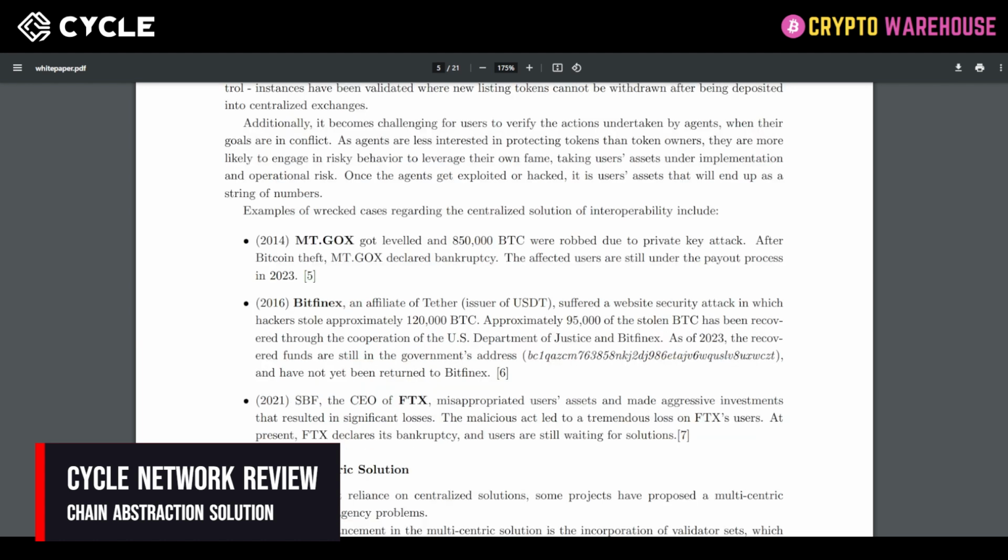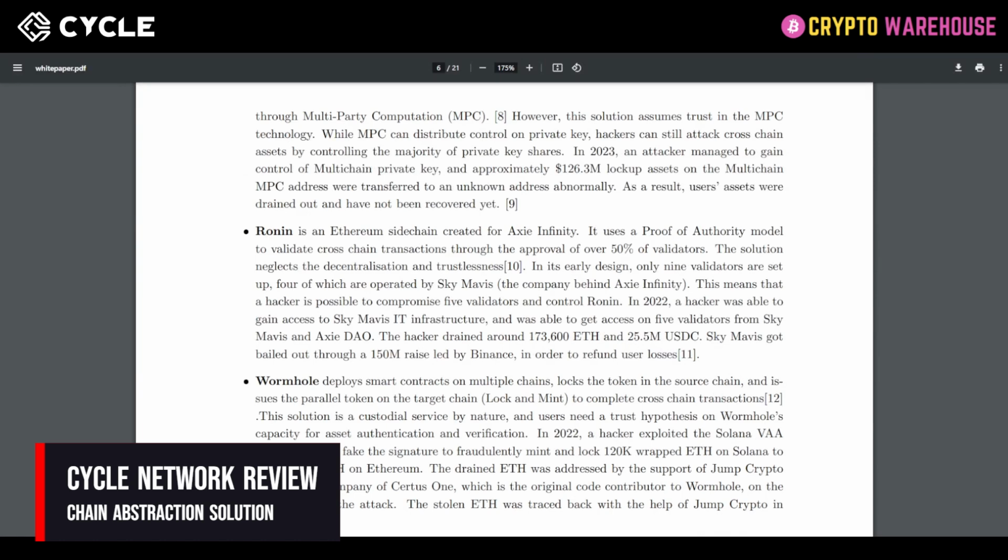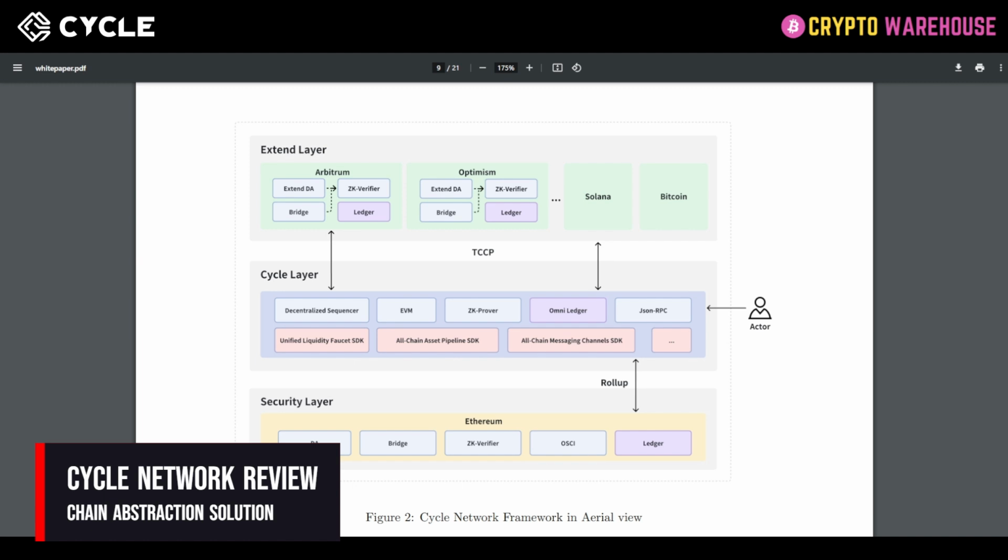And a really nice touch in the white paper is it takes you through step by step the different opportunities that exist currently before Cycle Network. You have the centralized versions and the reasons why they have failed, including Mt. Gox, Bitfinex hacks, and of course FTX. The multi-chain solutions, such as Ronin and Wormhole, before going into a deep dive on the Cycle Network itself.